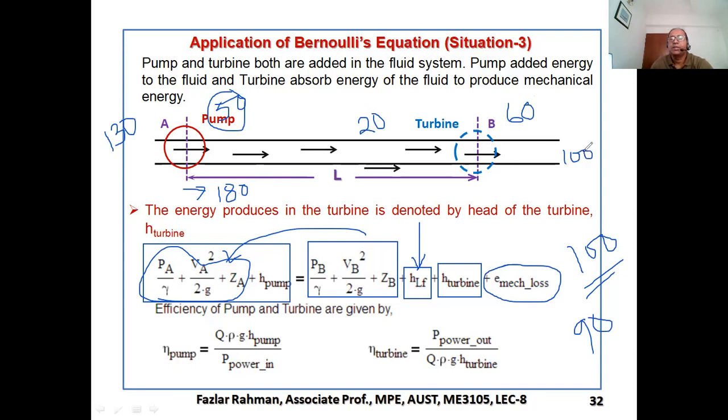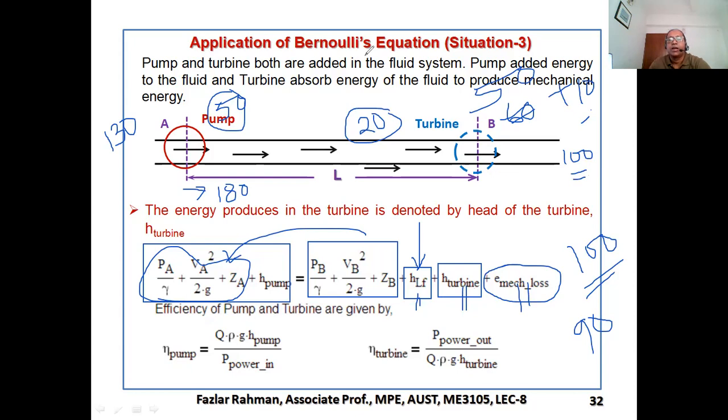Now, say the turbine is one of your friends. He takes 60 candy, but he's not able to eat 60 candy. He eats 50 candy. So what will be the wasted amount? 10. 10 will be your loss. So you can say 100 plus 20 frictional loss right over here, then the turbine takes 50 and the mechanical loss is 10. Okay, this way you can think.